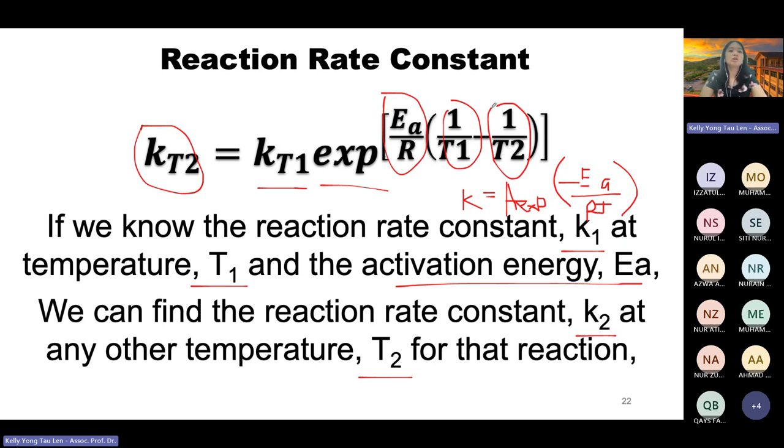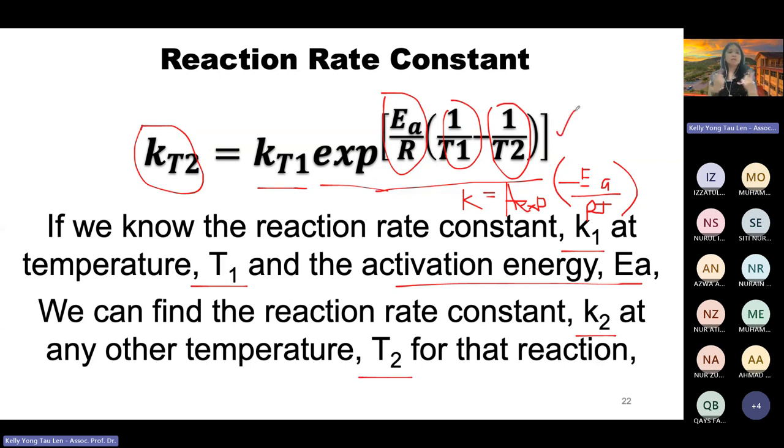Okay, so maksudnya kalau saya nak tahu K baru, saya ada K lama pada suhu T lama dan saya tahu suhu T yang baru dan saya tahu Ea, I can use this second version of the equation. So, in a simpler gist to explain to you, if I want to find the value of K, saya tahu A, saya guna original version. Kalau saya tak tahu A, tapi saya tahu nilai K yang lain pada suhu yang lain, I can also find out based on the second version.